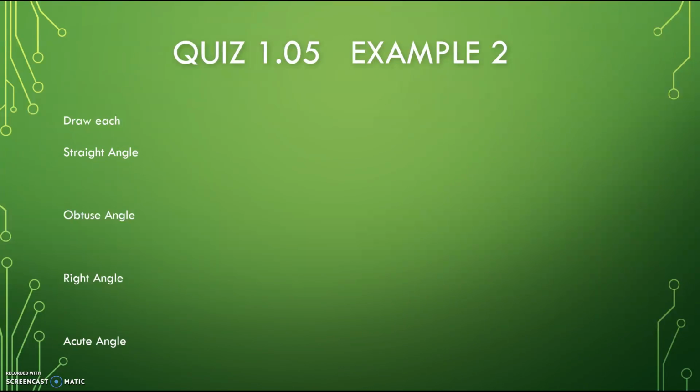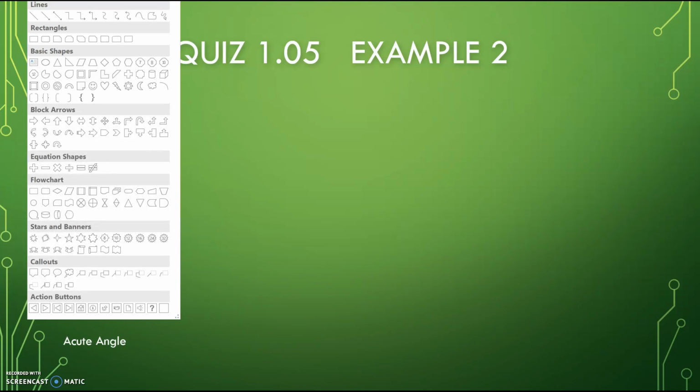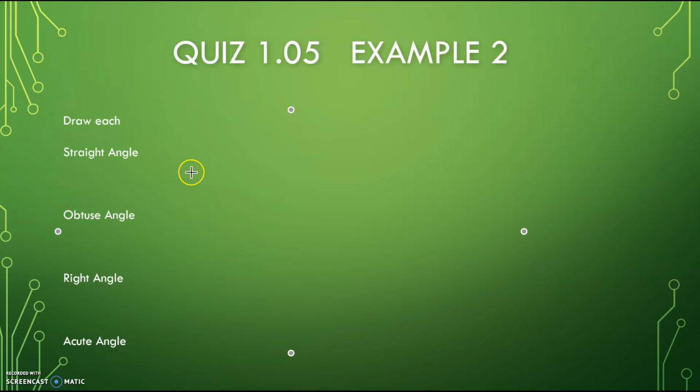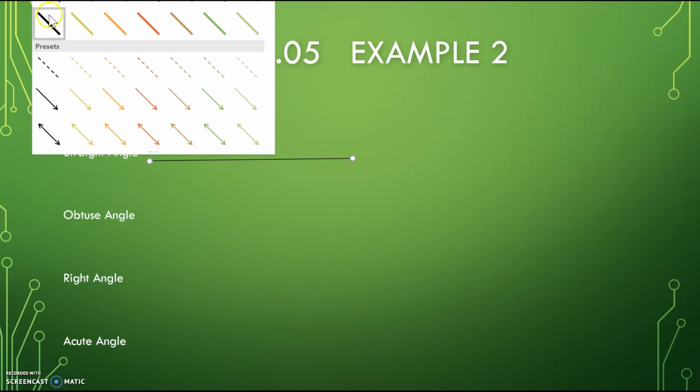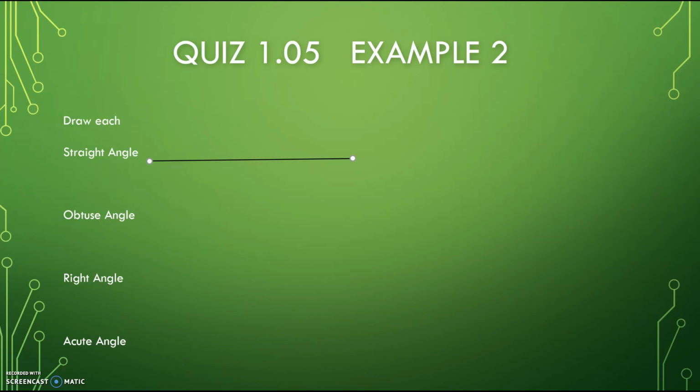All right, quiz 1.05, example 2. We're going to draw each, and we're going to use our little lines tools. So the first one is a straight angle. A straight angle is just a straight line. And let's make that black and a little thicker so we can see it. There we go. No, a little bit thicker than that. There we go. So that's a straight angle. Just looks like a line.